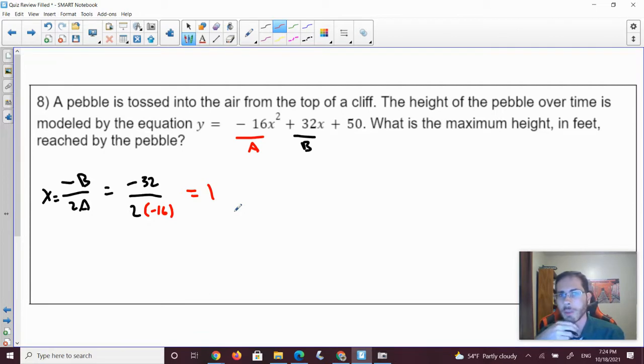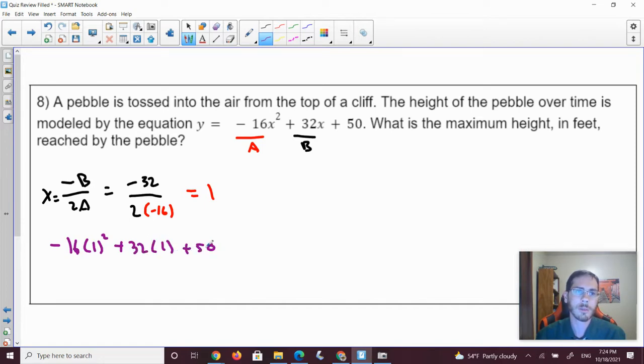So we know the x-coordinate is 1. All right, well, we need to get the y-coordinate now. So negative 16 times 1 squared plus 32 times 1 plus 50. It's negative 16 plus 32 plus 50. Well, that's 16 plus 50, which is going to be 66. So I know the vertex is at (1, 66).